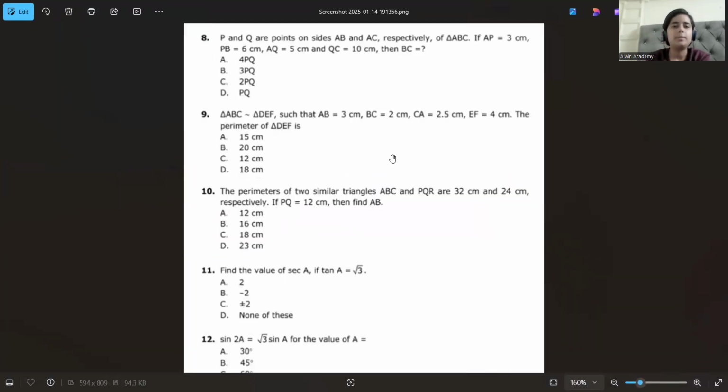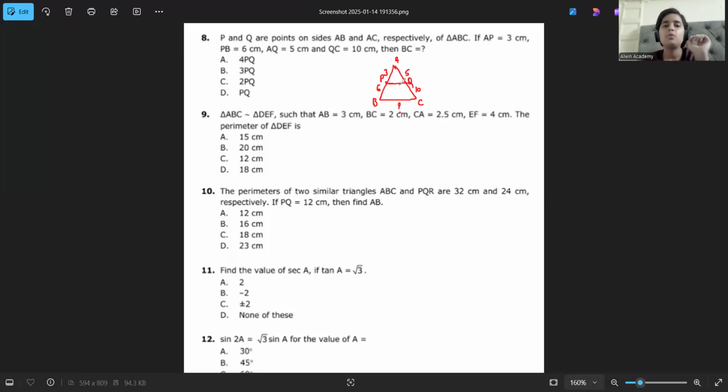Going to question number 8. P and Q are points on sides AB and AC. So if I draw a particular triangle ABC, P is somewhere here, Q is here. If AP is 3, PB is 6, AQ is 5, QC is 10, then we have to find BC and the options are in terms of PQ. So let's just join PQ here.